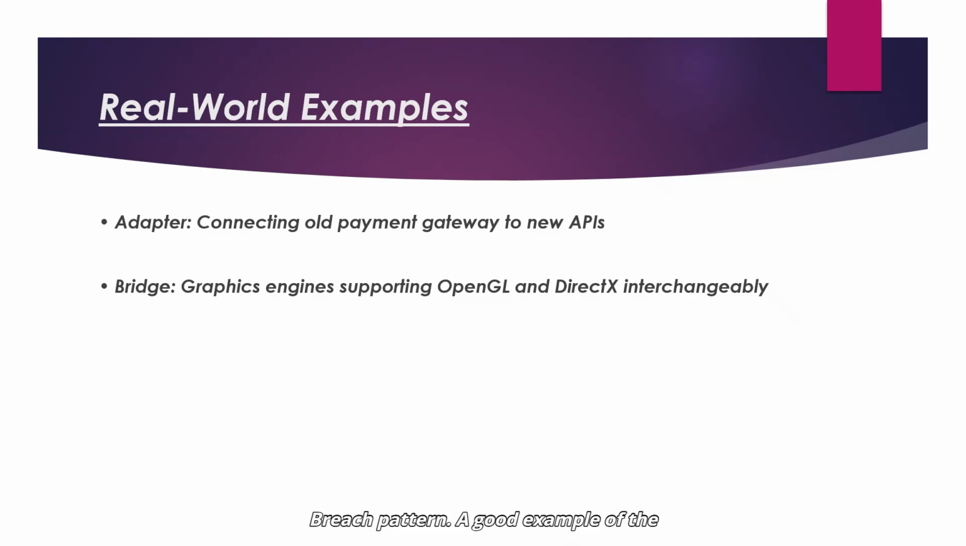Bridge pattern. A good example of the bridge pattern is a graphics rendering engine. It could work with multiple rendering technologies like OpenGL, DirectX, or Vulkan. The renderer abstraction is decoupled from the specific rendering technology, allowing you to add or change technologies without altering the engine's high-level logic.